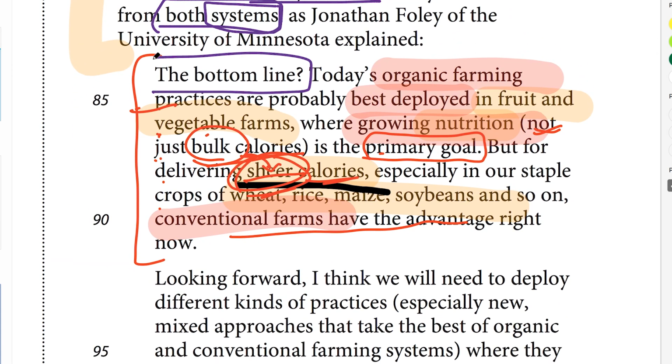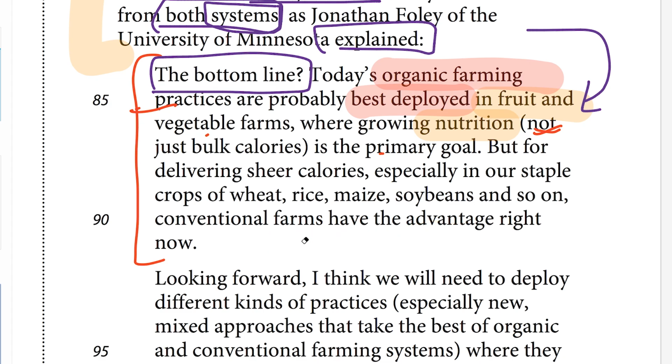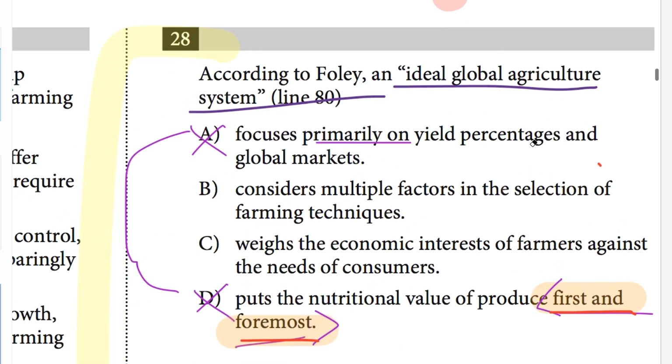Oh, the bottom line, oh wait, it's here. As he explained, look, there's an explanation after the colon, so he's going to explain it more here. Today's organic farming practices are probably best deployed in fruit and vegetable farms where growing nutrition, not just bulk calories, is the primary goal, but for delivering sheer calories, especially in our staple crops of wheat, rice, maize, soybeans, and so on, conventional farms have the advantage right now. So that means grains and stuff we grow conventionally, fruits and veggies and things that have nutrients we grow organically. Cool. But you see how now I can actually answer this.